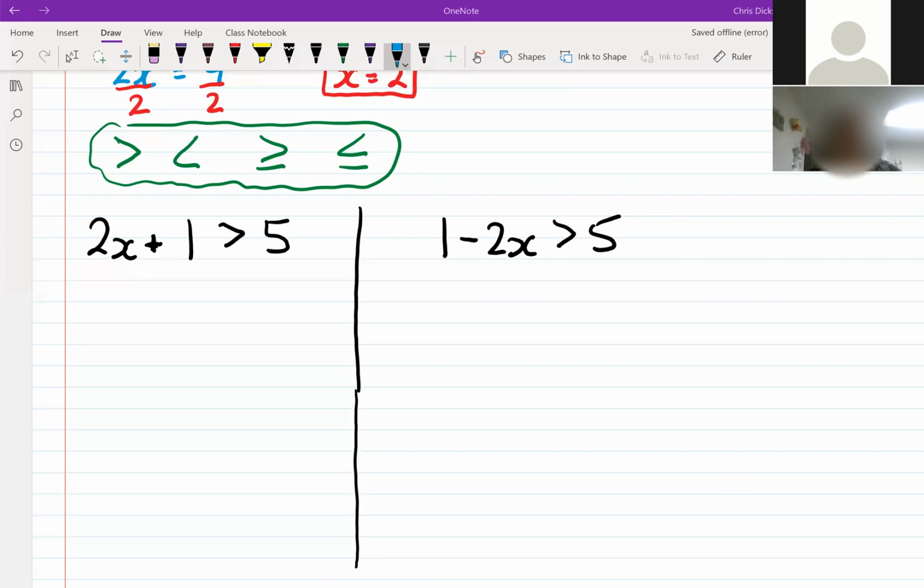Okay, so if I follow the order of operations, I think what I would do is subtract 1 from this side, and subtract 1 from this side. And that would give me 2x here. And 5 minus 1 is 4, so I get that.